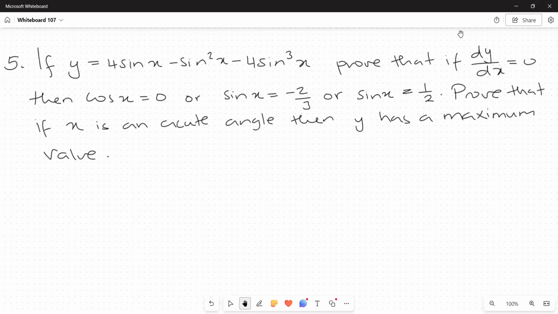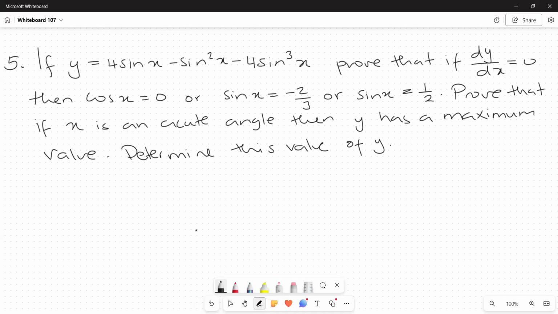Okay. If y is equal to 4 sine x minus sine squared x minus 4 sine cubed x, prove that if the first derivative is 0, then cos x is 0, sine x is equal to minus 2/3, or sine x is equal to 1/2. And then prove that if x is an acute angle, that is between 0 and 90, then y has a maximum value, and then we also have to determine this value of y. Okay, so first we have to find dy/dx and equate it to 0.